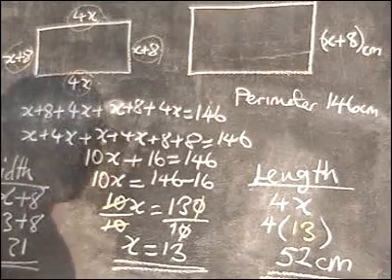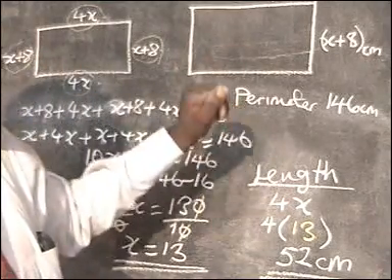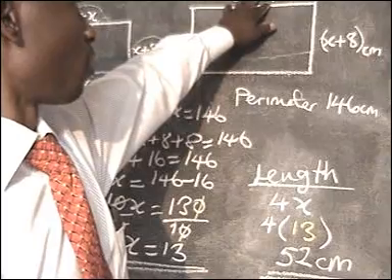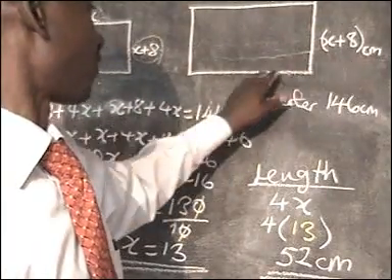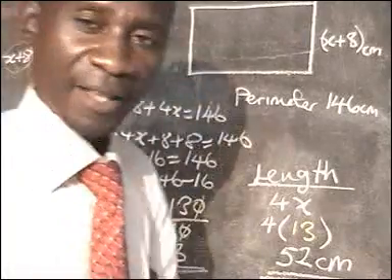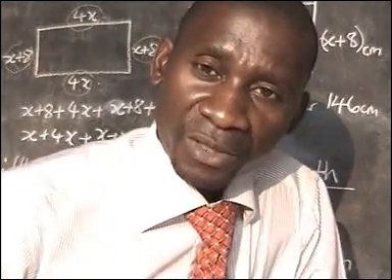So as if you are to prove, you can go around to say 52 plus 21 plus 52 plus 21. And this is the first method which I have used for the perimeter.